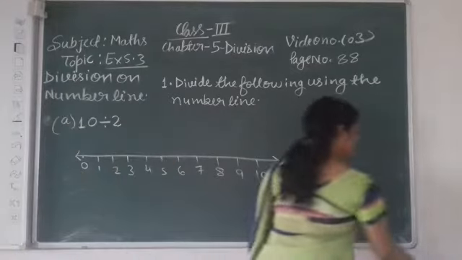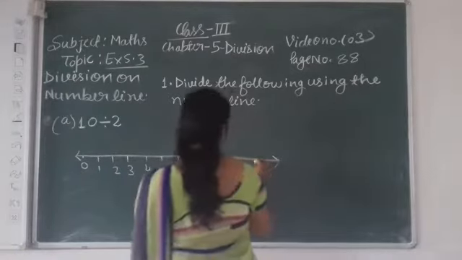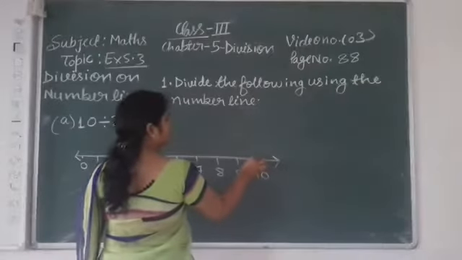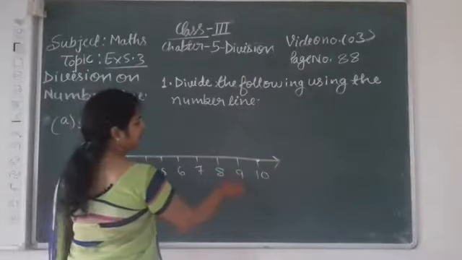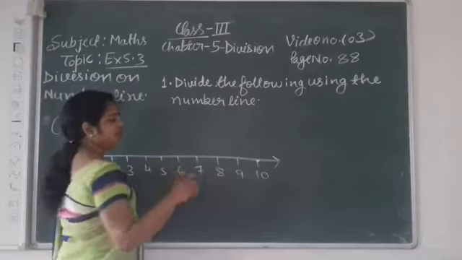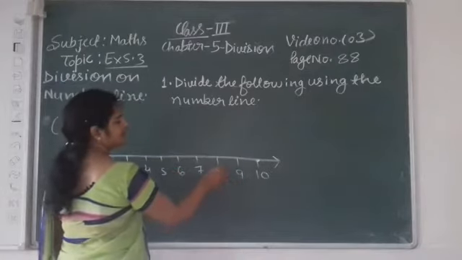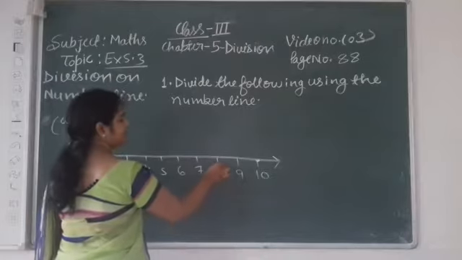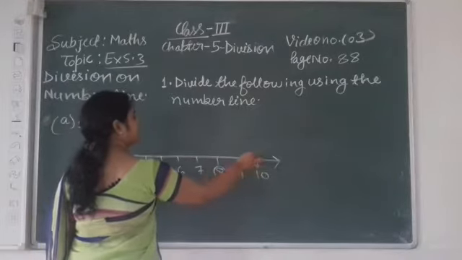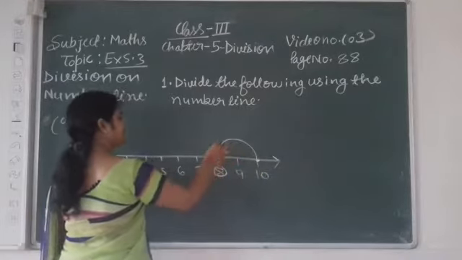You can see, we start from 10 and after 10 we will take steps of 2. This is 1, 2. So 2 comes at 8. So we will jump from 10 to 8. Okay? Then again we will take jumps of 2.